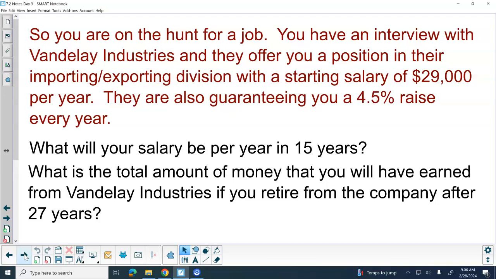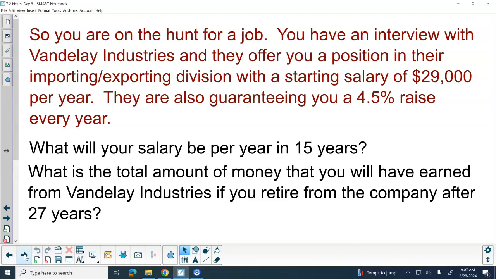You get a starting salary of $29,000 a year. Okay? Vandelay Industries is also guaranteeing you a 4.5% raise every year. What will your salary be per year in 15 years? And what is the total amount of money that you will have earned from them if you retire from the company after 27 years? Okay? So it's a two-part question.